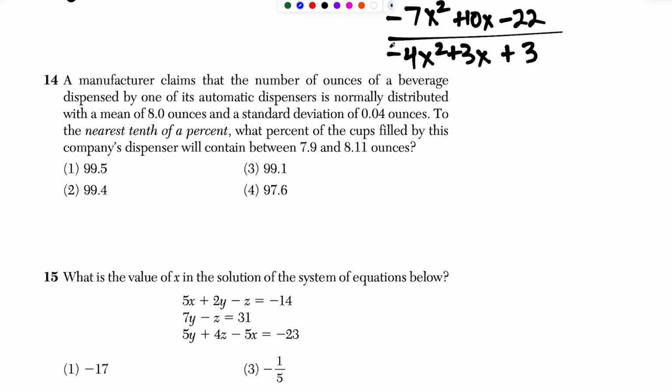So for this one here, what we have to look for is the important information to type into the calculator. So we have to know what the mean is. And here we have a mean of 8 ounces. And then we need to know the standard deviation, which is 0.04 ounces. And then next we have to know what the range is. And we're going from 7.9 to 8.11. And then we just type all of this into the calculator.